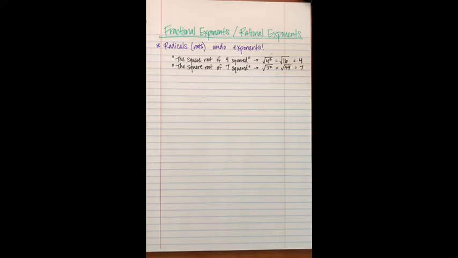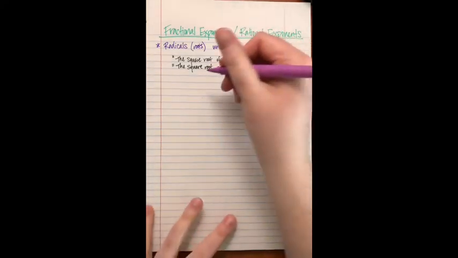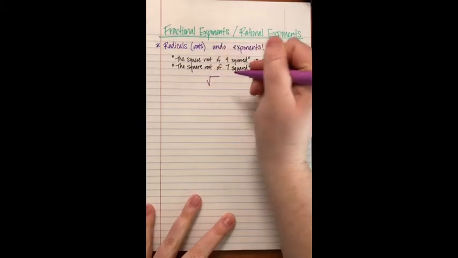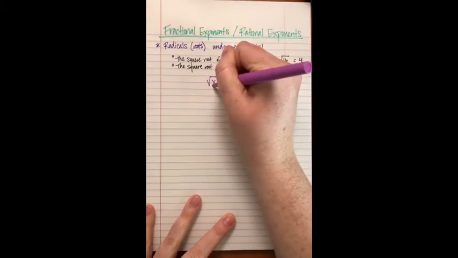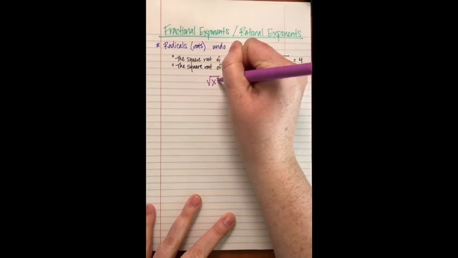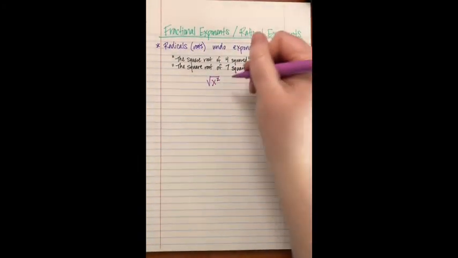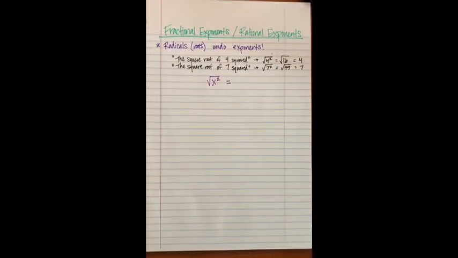So the big idea is that if you take the square root of something, I'm going to use x, of something squared, what are you left with?